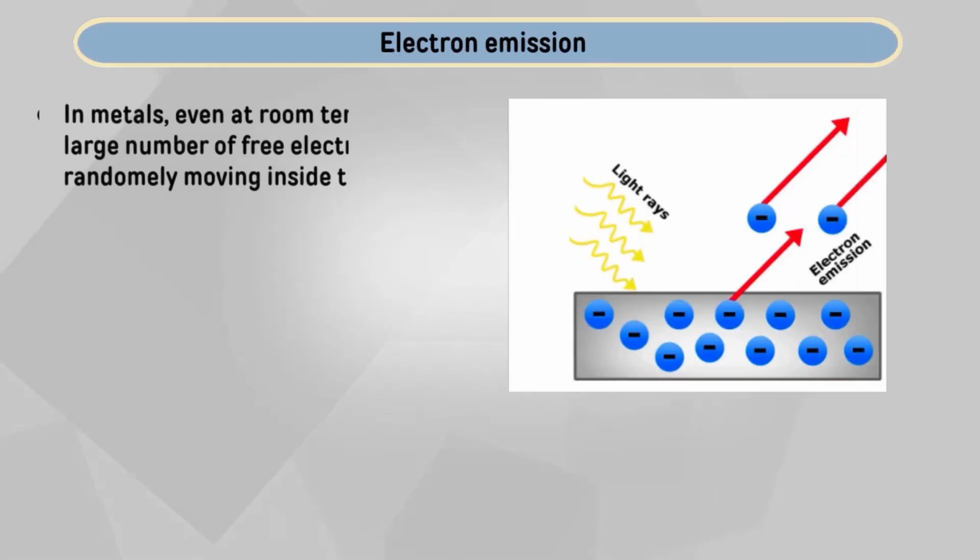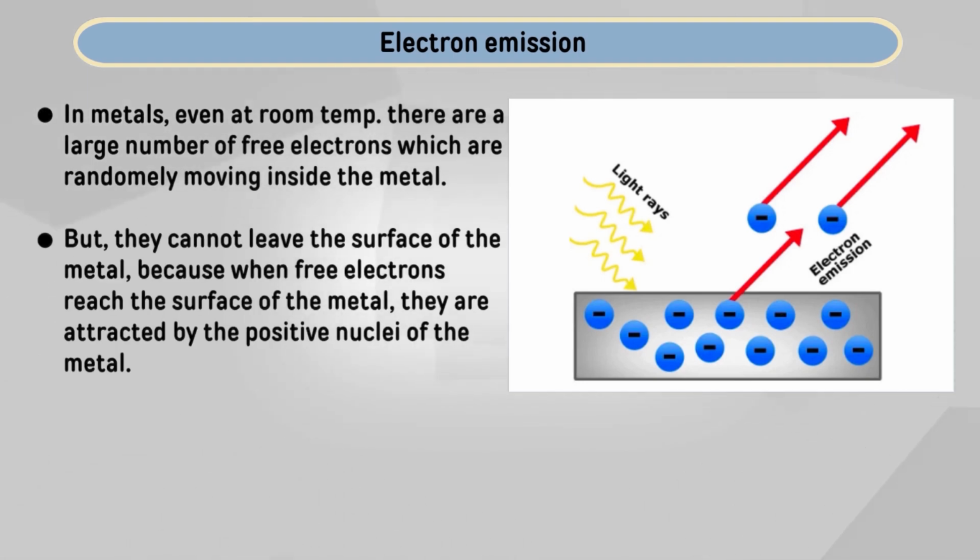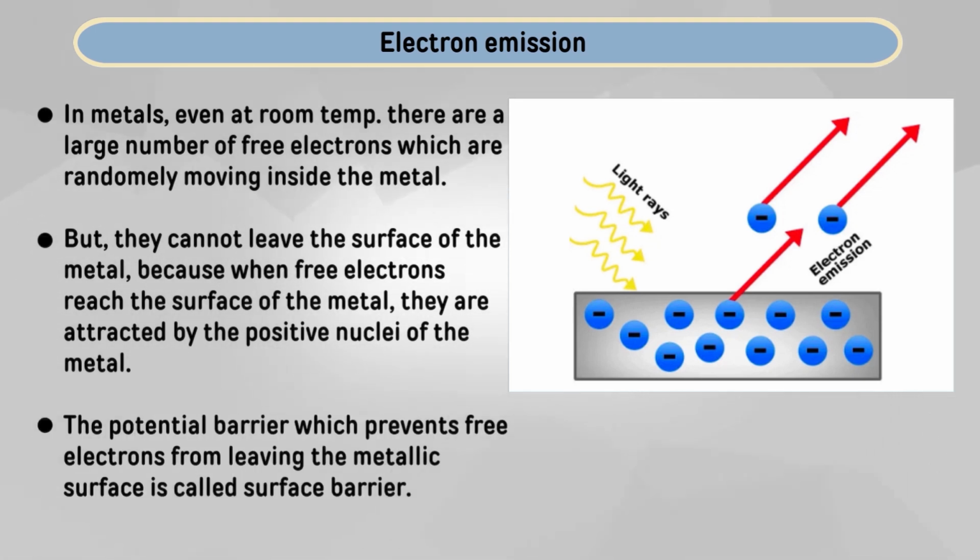In metals, even at room temperature, there are large numbers of free electrons moving inside the metal in random manner. They are so free that we generally consider them an electron gas, but they cannot leave the surface of the metal, because when free electrons reach the surface, they are attracted by the positive nuclei of the metal. The potential barrier which prevents these free electrons from leaving the metallic surface is called the surface barrier.